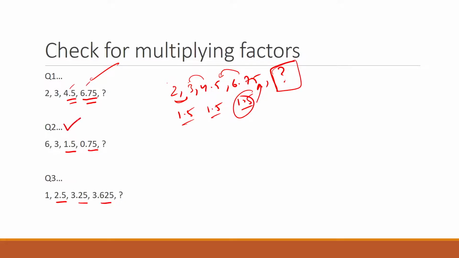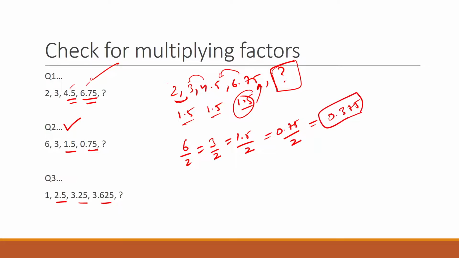Now we jump to the next question, and this looks like it is on the same lines, but instead of multiplying with a factor, it has been divided by 2. That is 6 divided by 2 will give you 3. 3 divided by 2 again will give you 1.5. 1.5 divided by 2 will give you 0.75. Divided by 2 to get your answer, that will be 0.375. So this is your answer in this case. Simple multiplying and dividing with factors is also a concept that is used by examiners to ask questions.